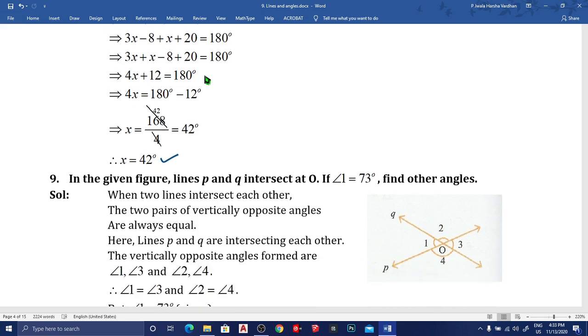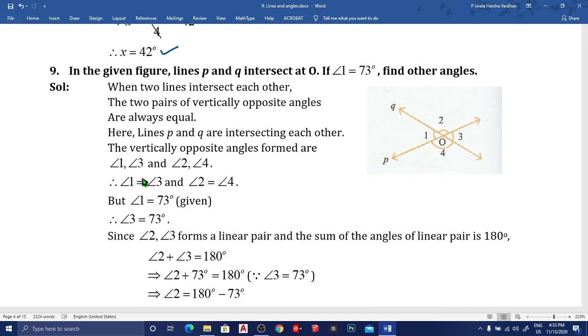Okay, next one. Ninth. In the given figure, lines P and Q intersect at O. If angle 1 is 73 degrees, find the other angles. Here in this problem, we have to recollect the property of vertically opposite angles. The property of vertically opposite angles is that they are always equal. You are going to use that property to find all the angles surrounding O.